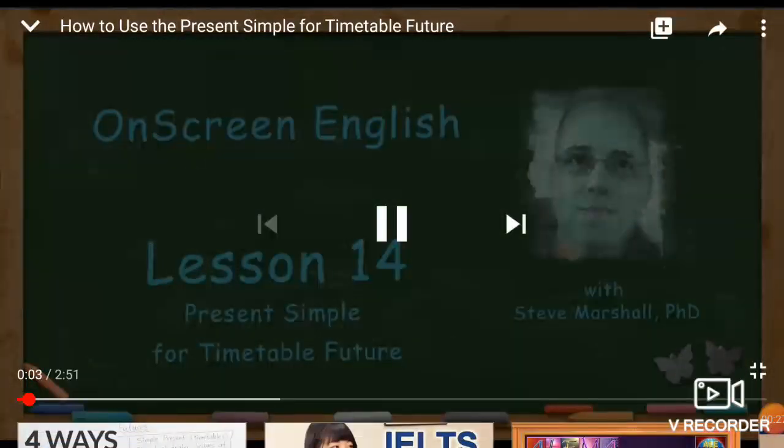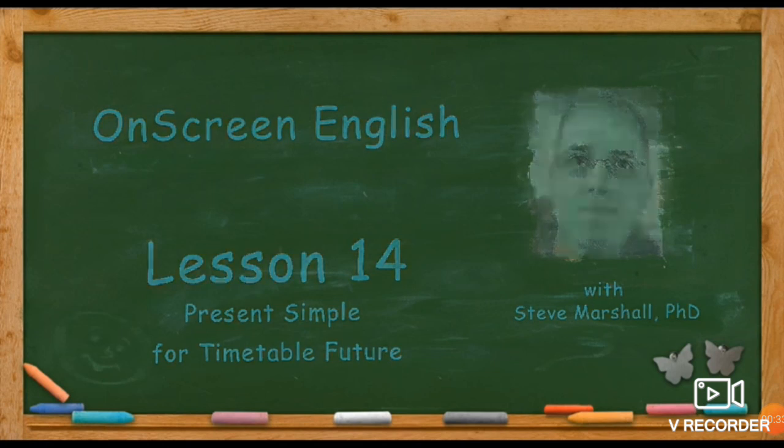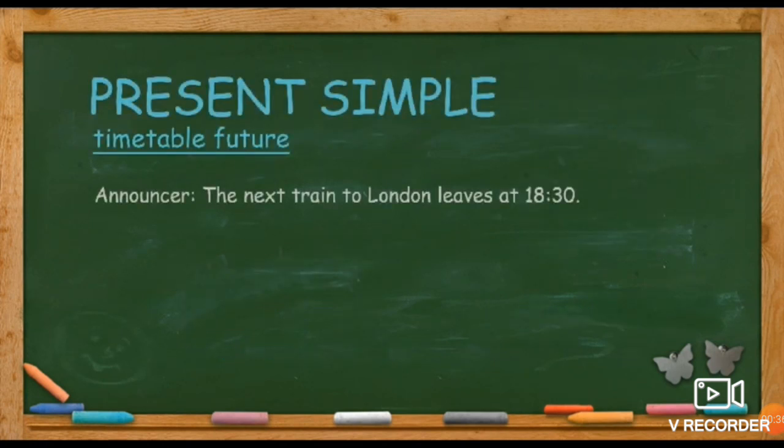Welcome to On-Screen English with Steve Marshall. Lesson 14 is on present simple for timetable future. In English, you can talk about the future using the present simple when you're talking about timetable future events.